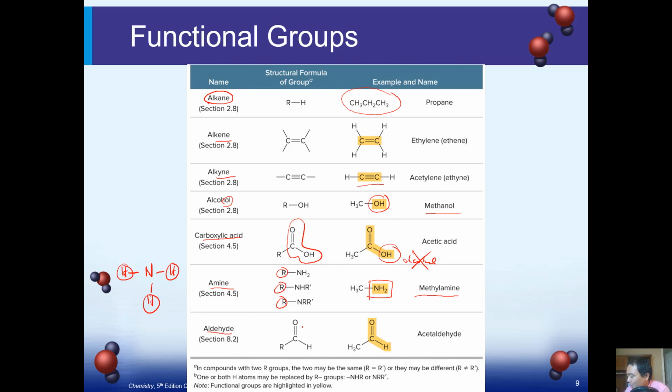Aldehyde. Aldehyde has a carbonyl group. Carbonyl means it's carbon connected to oxygen with a double bond. But it's not the only thing. It's also connected to hydrogen. Okay, so it's the carbonyl group connected to that hydrogen that makes up the aldehyde functional group.